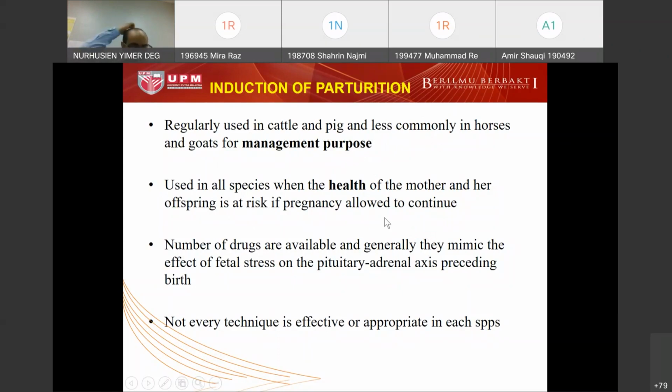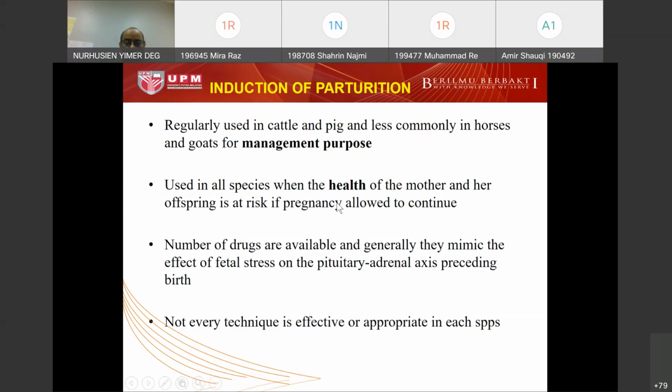But the other main reason or indication could be when you have a health issue, when either the dam or the fetus or both of them are at risk for their health, then you can terminate the pregnancy. You can induce parturition, terminate pregnancy by inducing parturition.